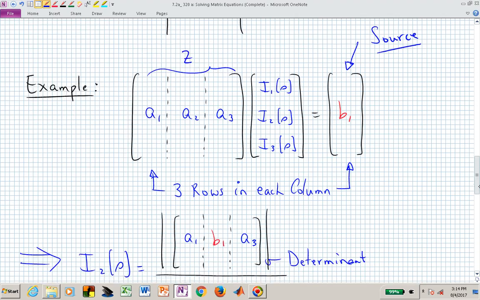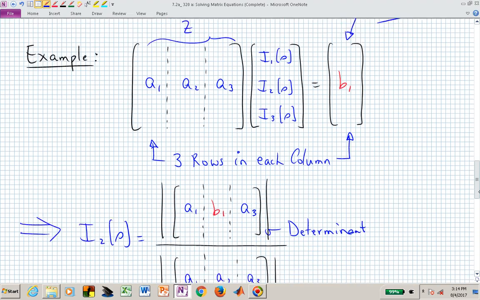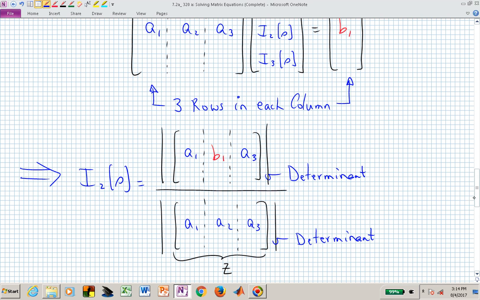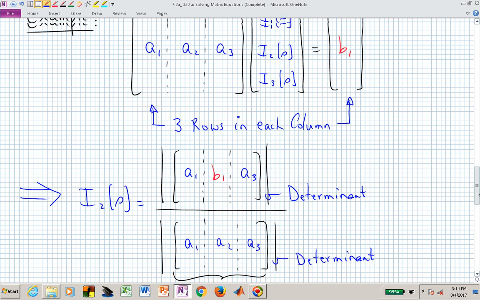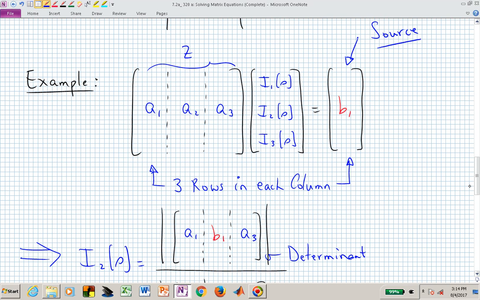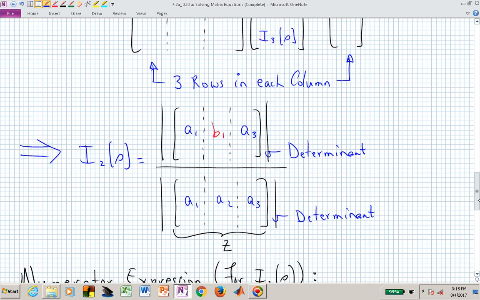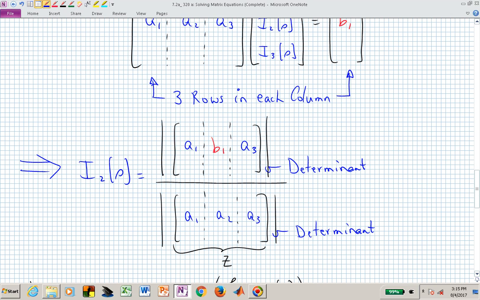Using Cramer's rule, we now put the determinant of our impedance matrix downstairs, and in the numerator of I sub 2, we replace the column that we are trying to solve for, in this case I sub 2, which corresponds to the second column in our impedance matrix. We replace A sub 2 with B1 and find the determinant of that resulting 3 by 3 matrix. That's how we would then solve for I sub 2. It's a ratio of determinants. The denominator is just the determinant of our impedance matrix.